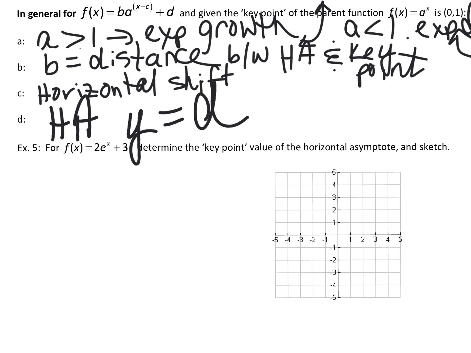Determine the key point and the horizontal asymptote. I'm going to change this function up just a tiny bit, make it a little more fun here: -2 e to the x plus 3.